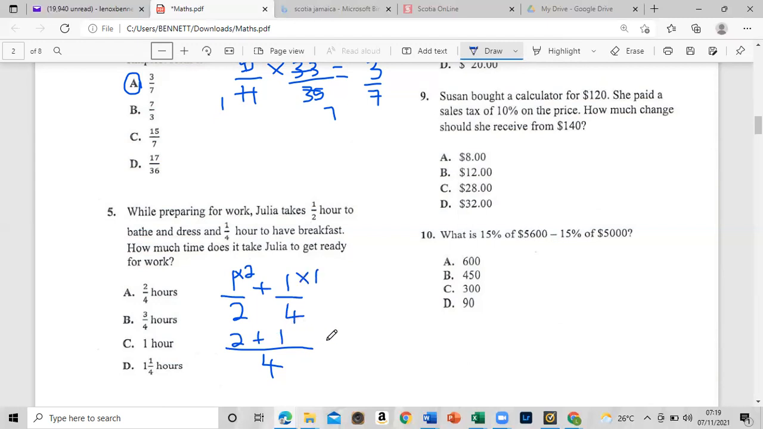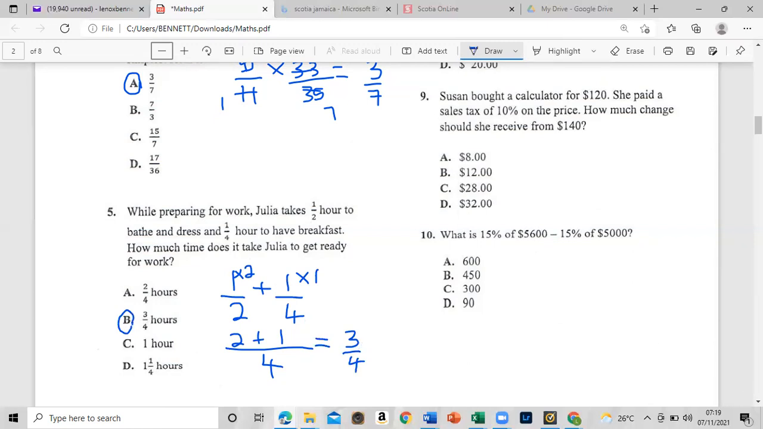Math is a problem worldwide. 2 plus 1 is 3 over 4. So that's 3 over 4.